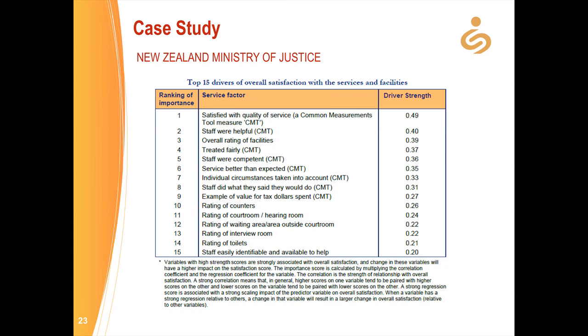The study identified drivers of satisfaction specific to the court system. If you look at the table on your screen, you will see service attributes on the left and the corresponding driver strengths on the right. Now, please note that 8 out of the 9 strongest drivers are in fact CMT based. This shows that the CMT drivers are particularly powerful. And at number 9, you can see an interesting example of a CMT driver developed specifically for New Zealand. Namely, that driver is the value for tax dollars spent.